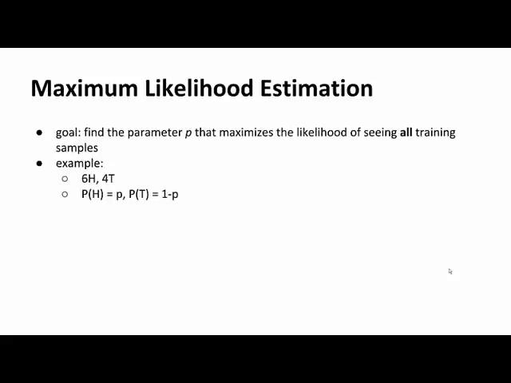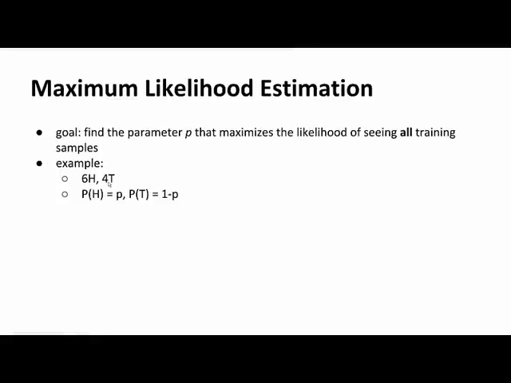Okay, so let's go through a quick example here. Here I have an example where you flip a coin 10 times, and your results are going to be 6 heads and 4 tails. The coin has a probability p of landing heads and a probability 1 minus p of landing tails. So with maximum likelihood estimation, we want to find the p that makes it most likely that we get this set of samples, right? So the p that makes it most likely that we find 6 heads and 4 tails. Okay, so how do we do that?